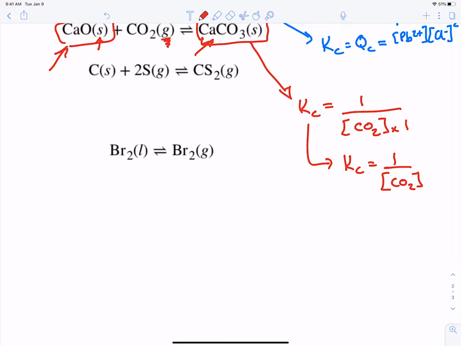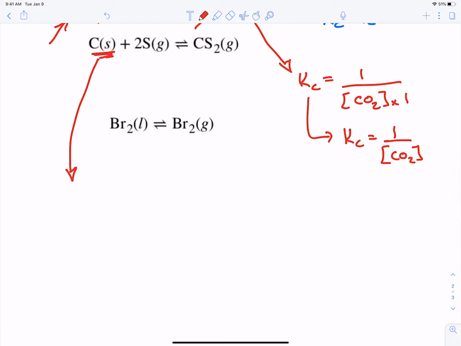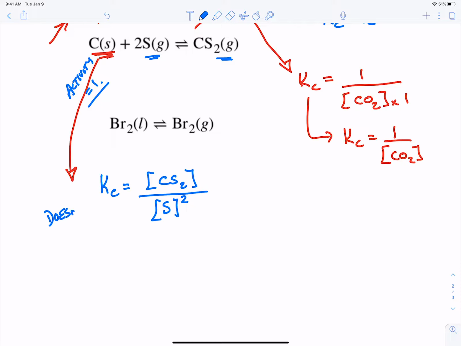And so we could just look at one more here. Here we've got a solid. These two are gases. So we can say, well, CS2 is going to be divided by the concentration of sulfur squared, but this activity is going to equal 1, so it doesn't appear in the expression.